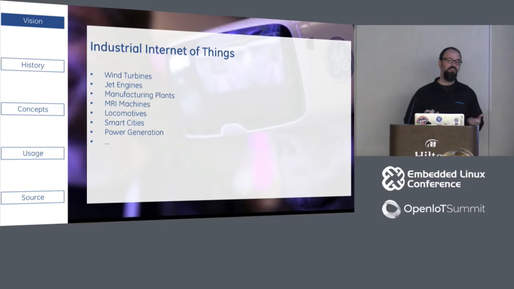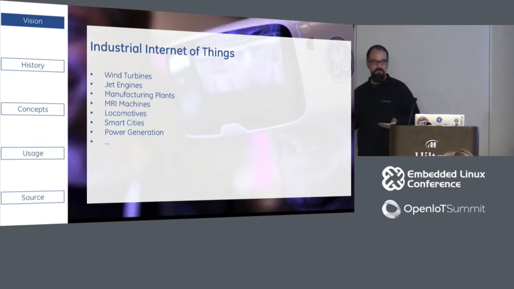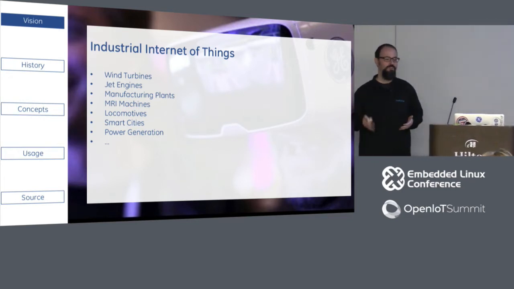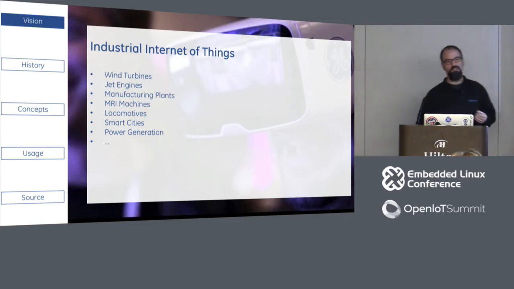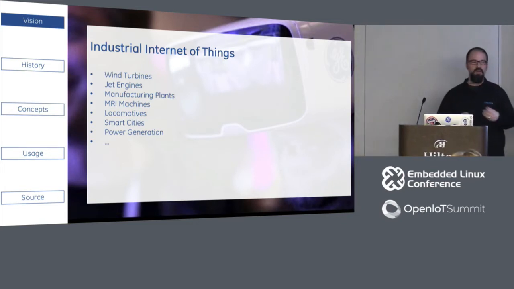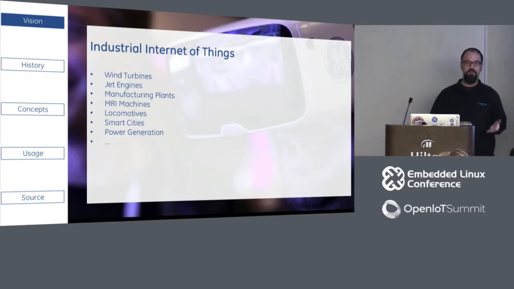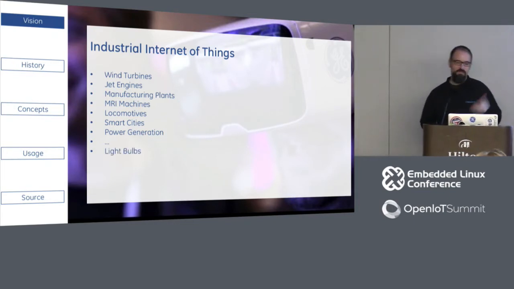Transportation, a locomotive is a rolling data center with a lot of sensors and information about how it's operating. Smart cities, entire cities and every streetlight in that city can be equipped with sensors gathering data, and there's been pilot projects about this. So those are the things that we're talking about. Power generation, hydroelectric plants, nuclear power, coal power. There are GE businesses that focus on those areas and develop software to help manage those applications, and light bulbs.